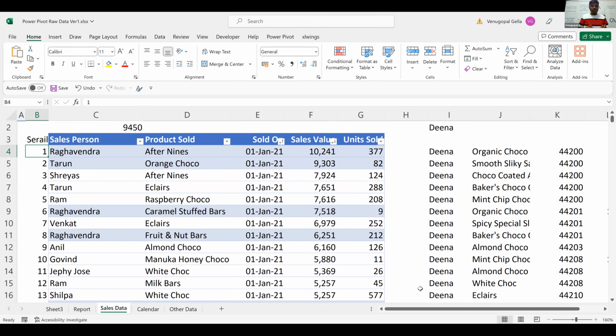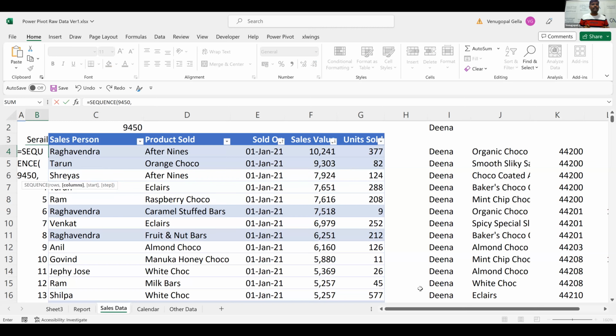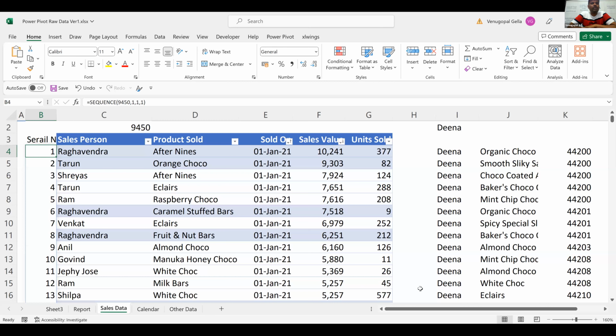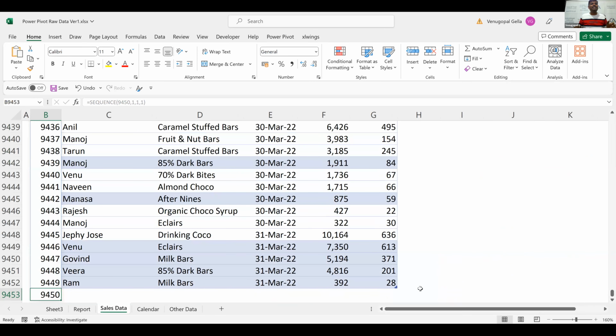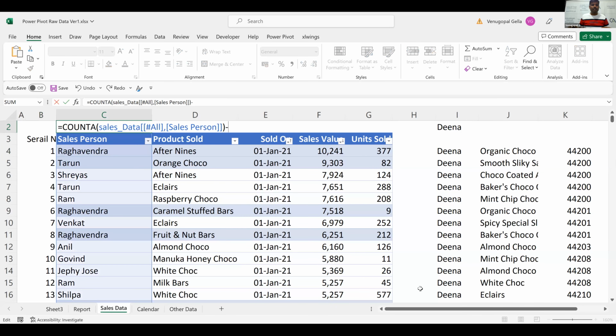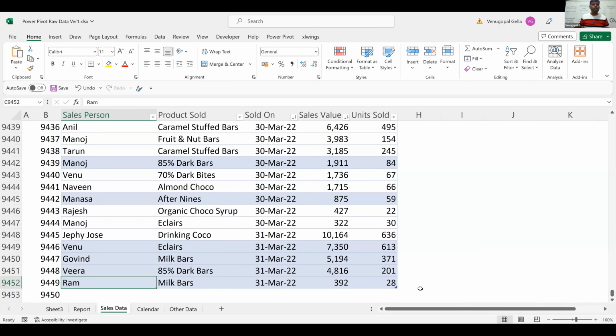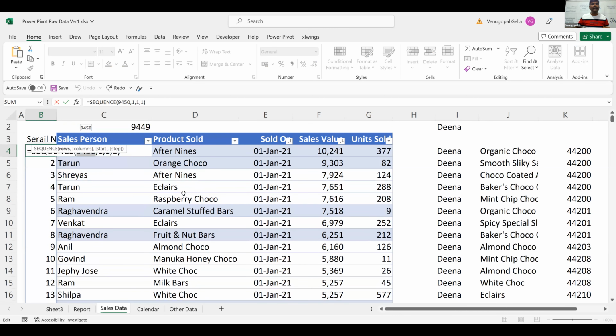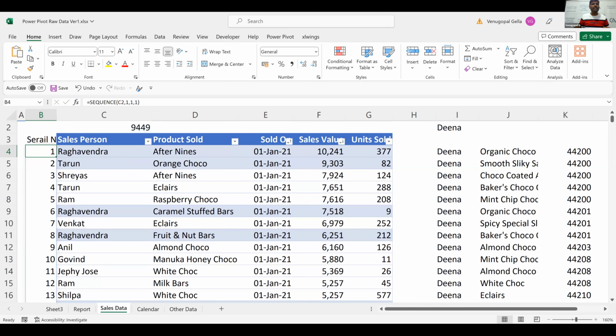Sorry. So I can also use a function called sequence. There's a function called sequence, and how many rows do you want? You want 9,450 rows, and you want to start at 1, and you don't want any intervals. You automatically get the data. You can see the 9,450 records got filled automatically. How do I make it dynamic? Here I'm just copying, instead of 9,450, I am now linking it to my data. So every time data is added, you will automatically get the records.